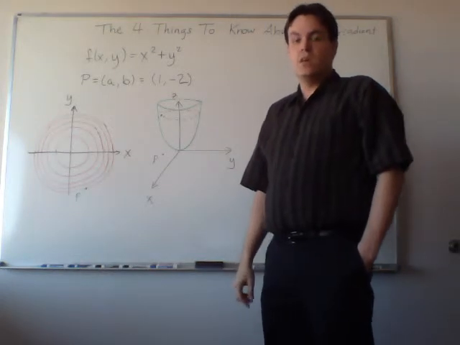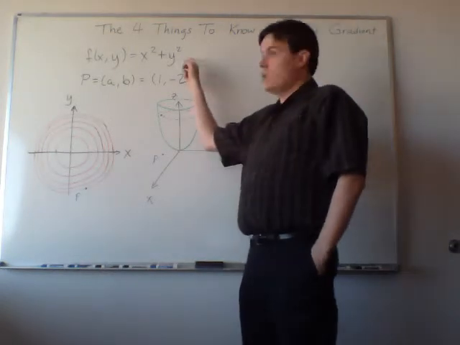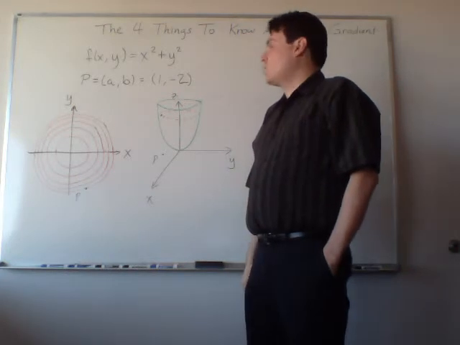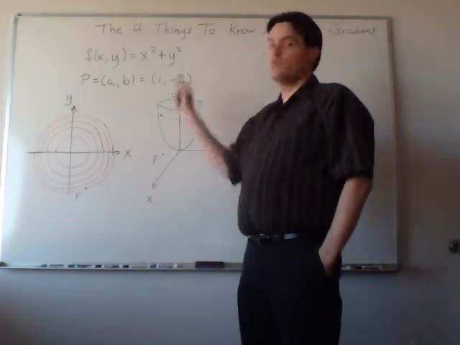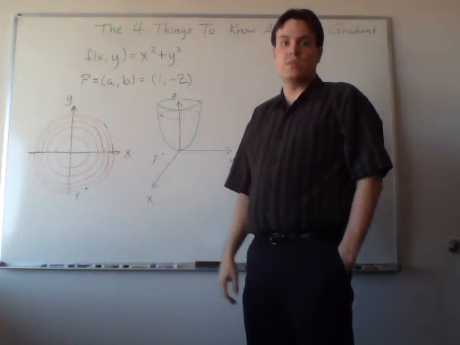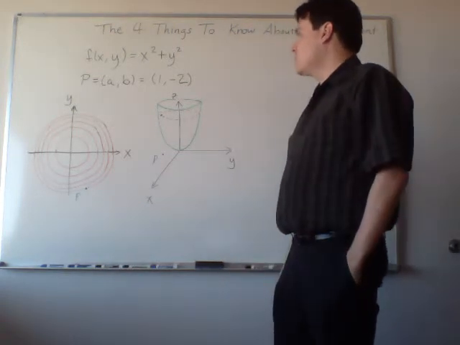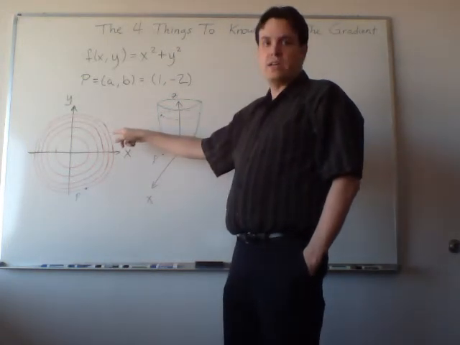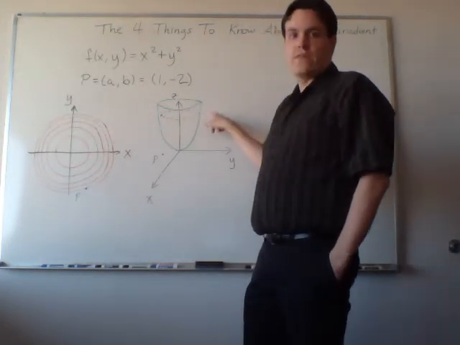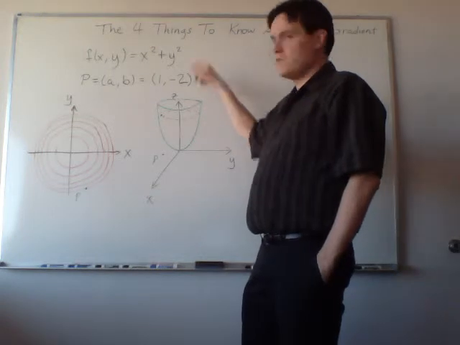To do this, I've put up an example, f of x, y equals x squared plus y squared. I could have used something much more exotic, but I thought that a familiar function would be best for talking about the different things that we need to know about the gradient. I've also put up several different representations of the function. Here's the formula, here's the contour diagram, and here's the graph. As always, the graph is a paraboloid for this function.